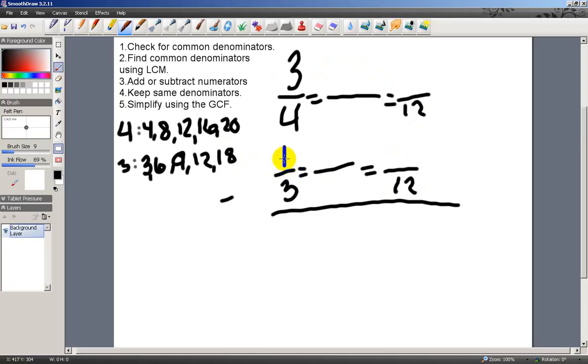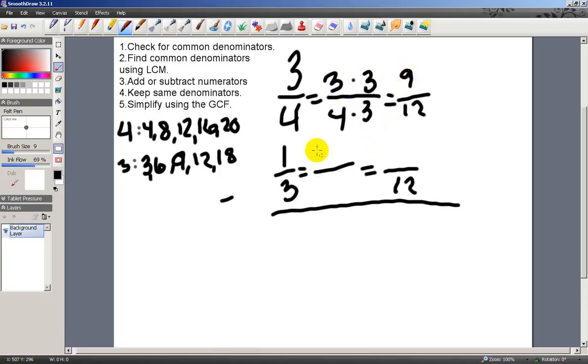Now I need to make 1/3 and 3/4 into equivalent fractions with 12 as their denominators. I do that by multiplying or dividing by a fraction of 1. I think to myself, 4 times or divided by what will give me 12? And the answer is times 3. This has to be a fraction of 1 that I use, so I'm going to do the same thing on the top. 3 times 3 is 9.